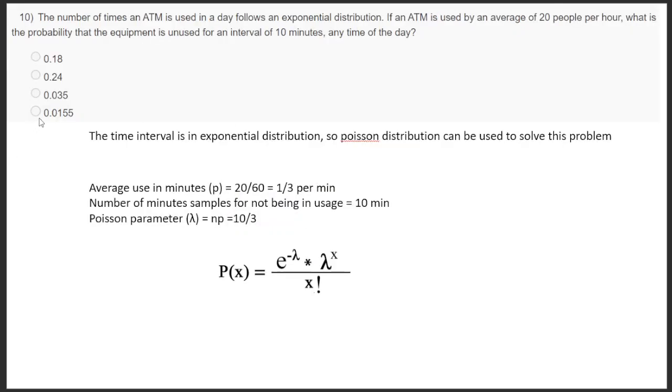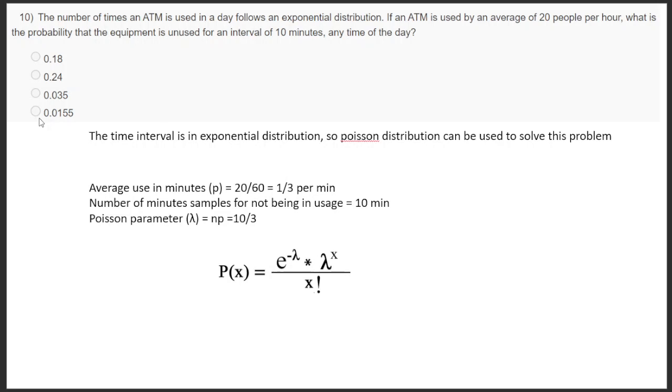So 10th question: the number of times an ATM is used in a day follows an exponential distribution. So the time usage interval is an exponential distribution. If an ATM is used by an average of 20 people per hour, what is the probability that the equipment is unused for an interval of 10 minutes any time of the day? The time interval is an exponential distribution, so the Poisson distribution can be used to solve this problem.